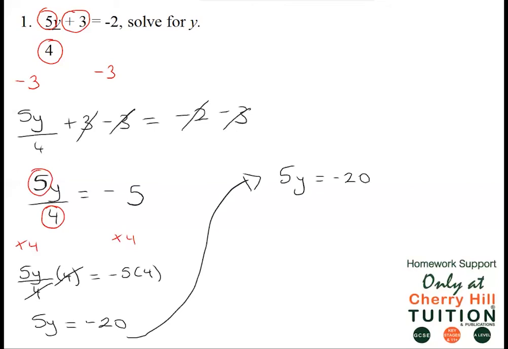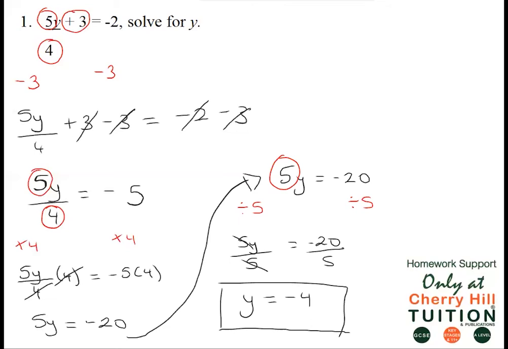Now the last thing that we need to get rid of is this multiplied by 5. The opposite of multiplied by 5 is divide by 5. So we divide both sides by 5. And this leaves us with 5y over 5 is equal to minus 20 over 5. On the left-hand side, the 5 and the 5 cancel out, leaving us with y. And on the right-hand side, we have minus 20 divided by 5, which is minus 4. And that is your answer.